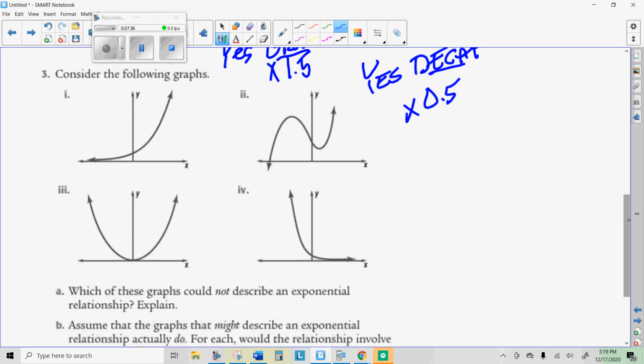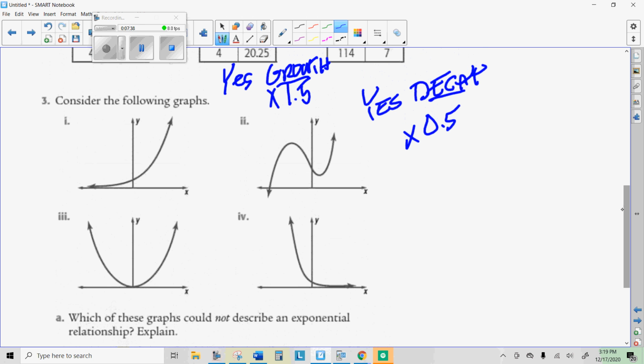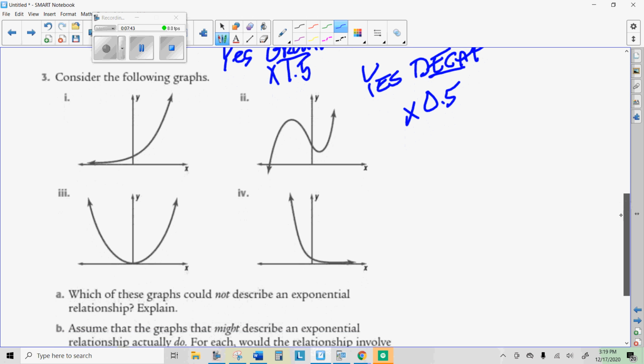Okay, pick the graphs in here that represent exponential relationships. Go back and look at the graphs that you created for the zombie situation and those other ones. So look at what those look like. Decide whether or not you think it's exponential.